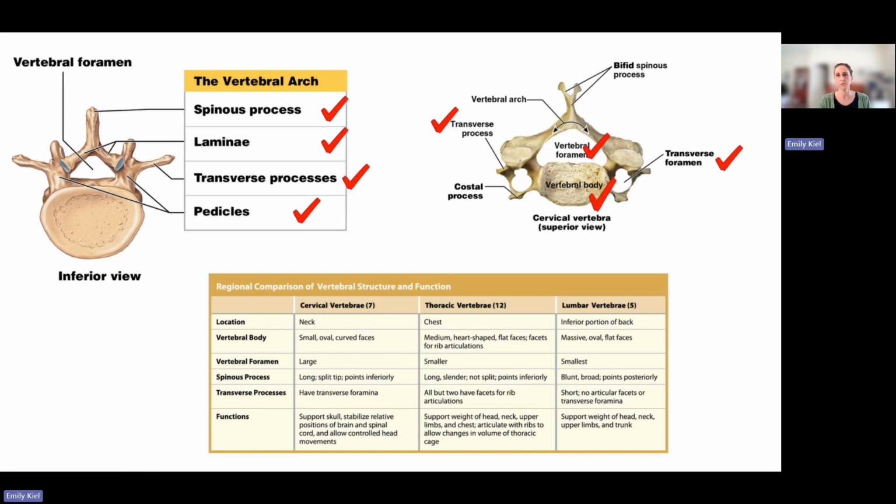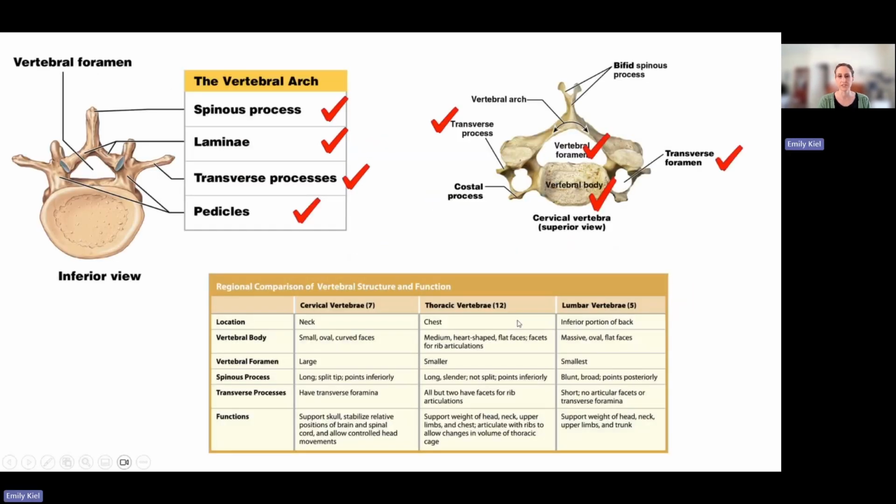If it's a cervical vertebra, it has this bifid spinous process, so the spinous process will divide. And then it's also going to have these transverse foramen, which is where important arteries are going to flow through. So look for those foramen, look for the spinous process here. They're going to be relatively small.